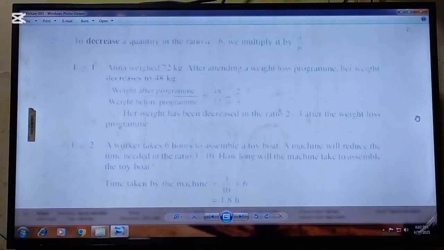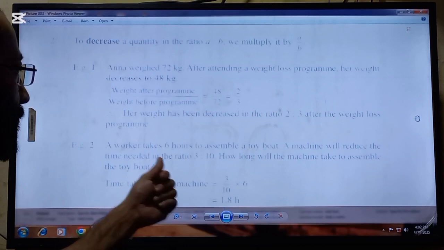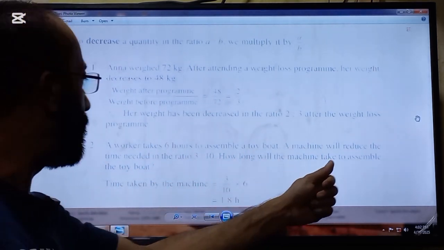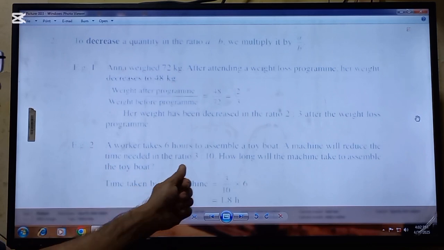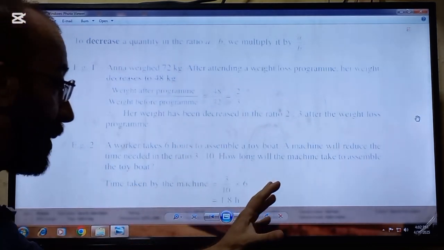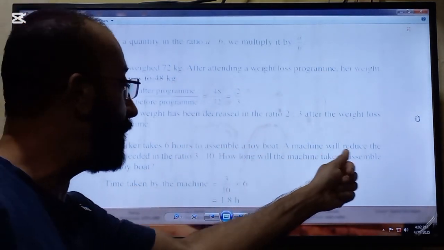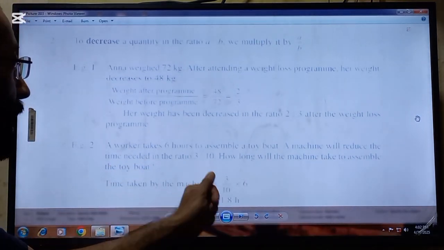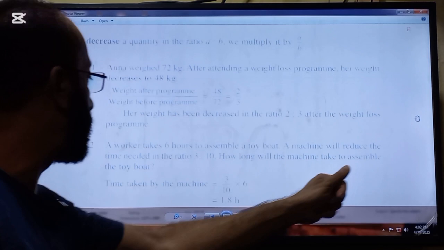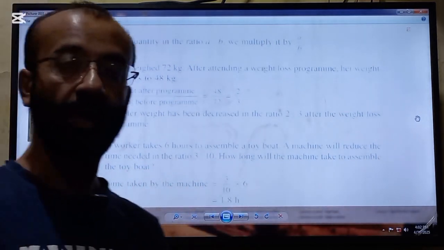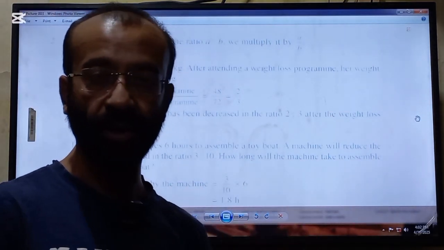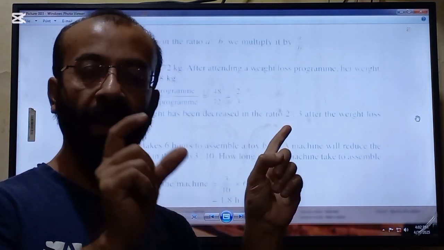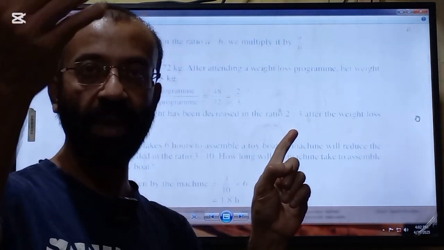So here is another example. A worker takes 6 hours to assemble a tripod. A machine will reduce the time needed in the ratio 3 to 10. So notice that a machine will reduce the time, in the ratio 3 to 10. How long will the machine take to assemble the tripod? So this is the question in which time is reduced. The previous time is given, the decreased ratio is given, and the requirement is the new time.